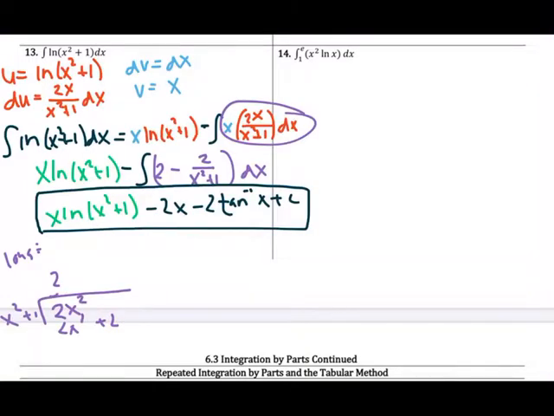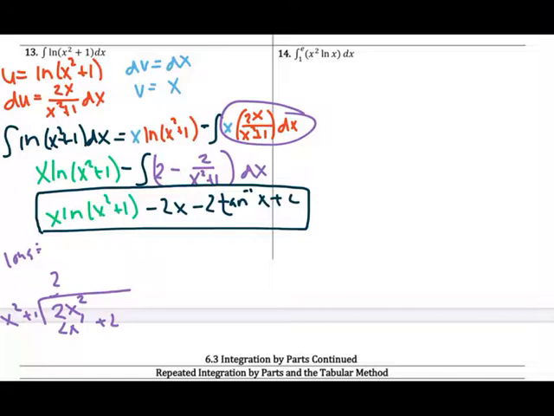All right, last two problems. I encourage you to pause the video and work through 13 and 14 on your own, and then unpause the video and see how you did. So on 13, you have to define u as natural log of x squared plus 1 because you can't integrate that. We don't know how to integrate natural log. So you have to define u to be that, which means that dv is just dx. So then you can identify your du and your v.